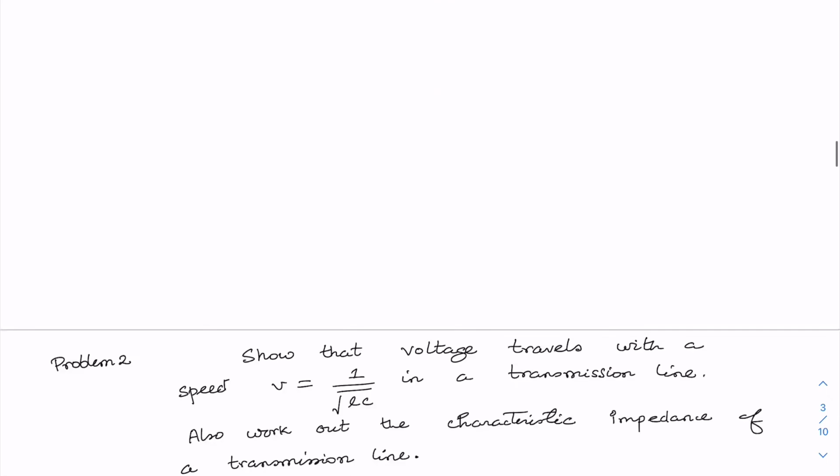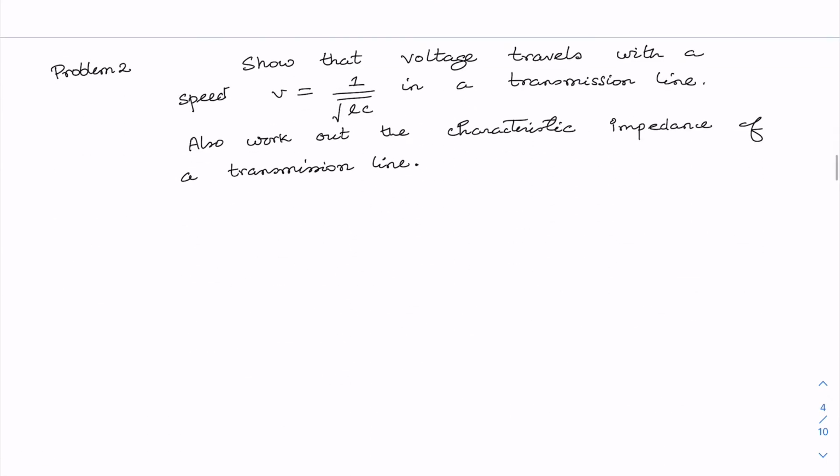Now let us do this problem. You are asked to show that the voltage travels with speed v equal to 1 by square root of Lc in a transmission line. Here small l is the inductance per unit length and small c is the capacitance per unit length. Also work out the characteristic impedance of a transmission line. Let us do it.